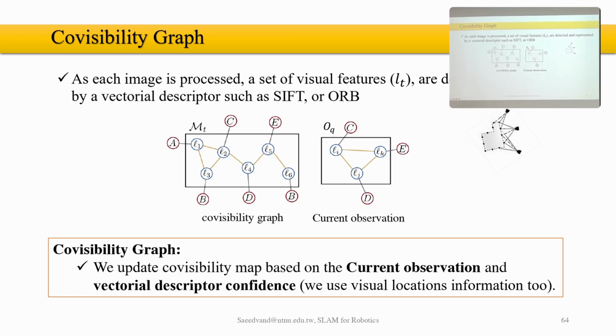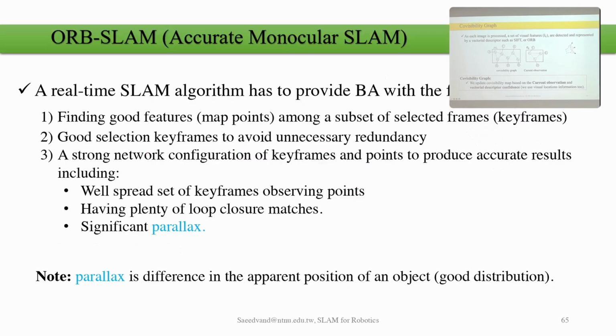Clear? When we are talking about the co-visibility graph, consider we don't want to just rely on each individual ORB feature. We want to create a graph, then another graph, another graph, and compare graphs with each other to make it more stable and robust, and that's the idea existing in ORB. So we update the co-visibility map based on the current observation and the vectorial description of the confidence of all of those points together, which we use for visual localization information in visual odometry, visual SLAM, or the general problem.